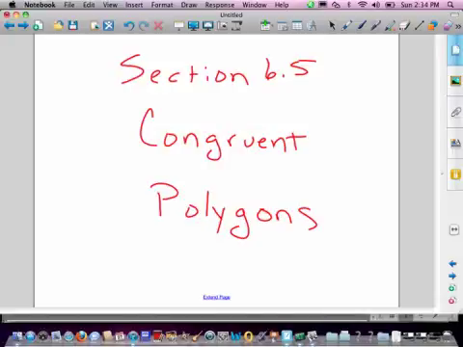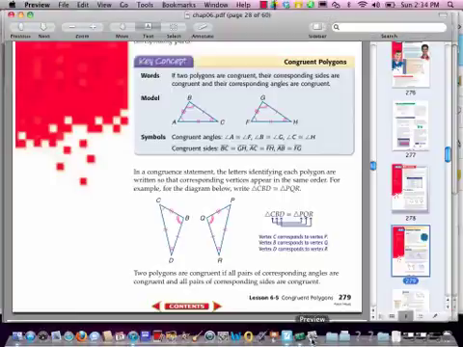Section 6.5, congruent polygons. That is probably our one vocab word out of this particular section. So go ahead and write down that word, congruent polygons. Make sure that you define it in your notes. I want you to have that definition along with all those other ones that you've been putting in there up to this point. So make sure that one gets in here.